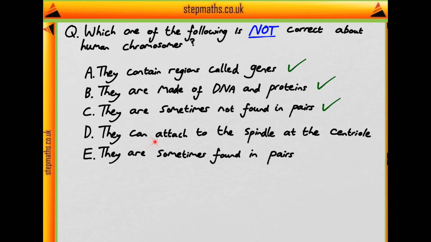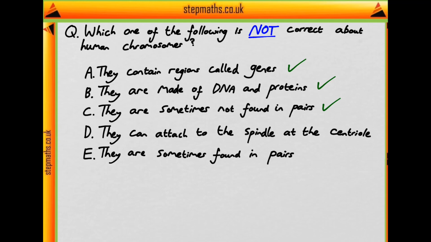So next, they can attach to the spindle at the centriole. Now, this is where we have to be careful to not mix up centriole with centromere. The centriole is the structure at the start of mitosis, which migrates to either pole of the cell and then forms a spindle from there.